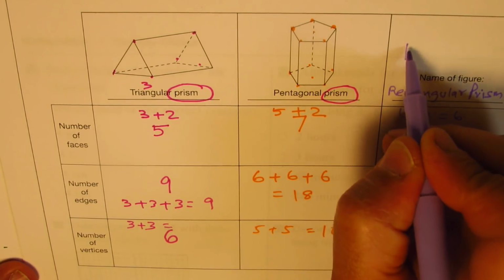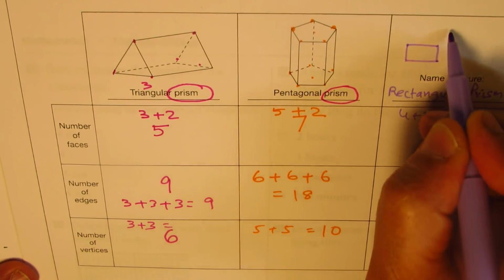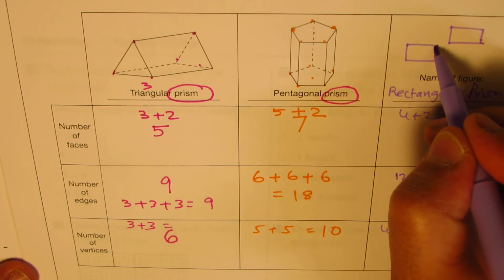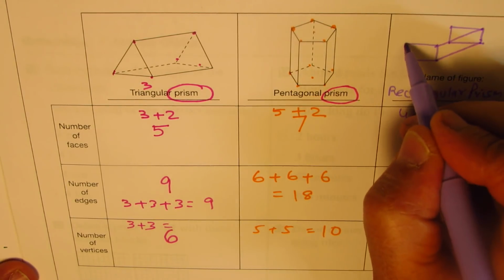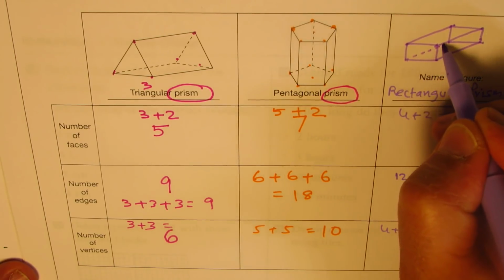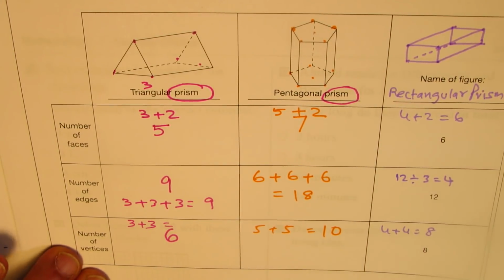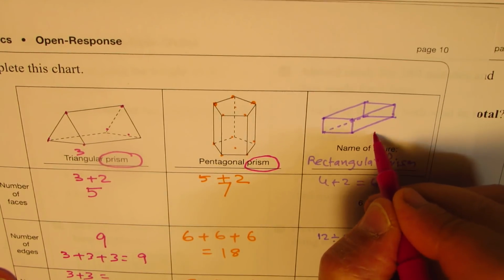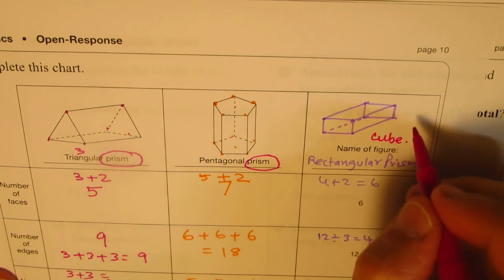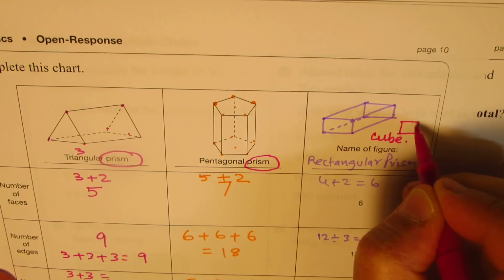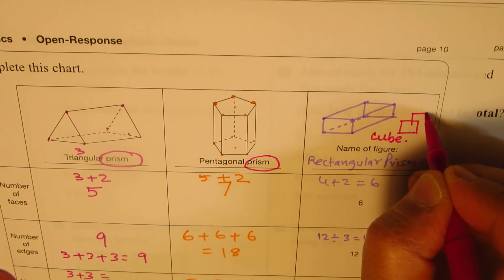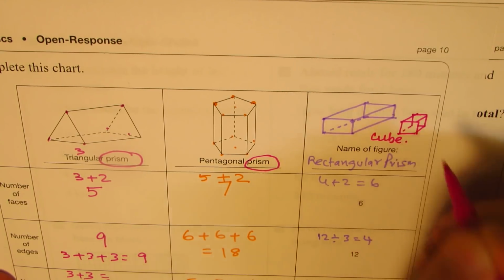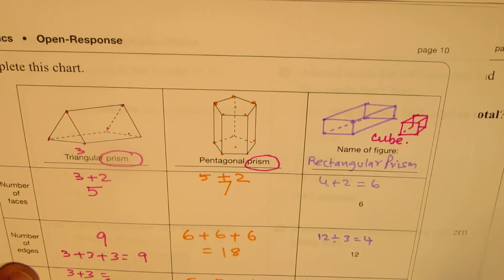So let me sketch one. We could sketch like this. We make one rectangle, another rectangle, and we just join them. We join each side. Do you see that? So that is how we get our rectangular prism. So it could be a rectangular prism. It could be a cube also. So we have two options here. We could also make a cube, with all sides the same. So that is also the correct answer. We could also make a cube in this particular case.